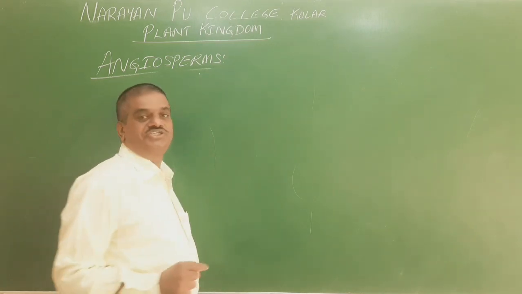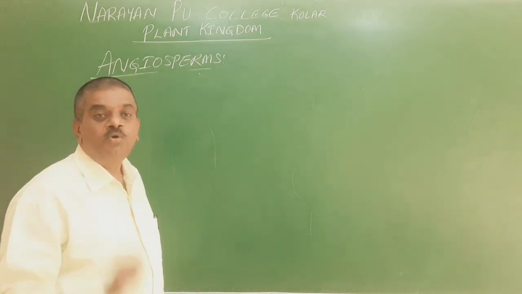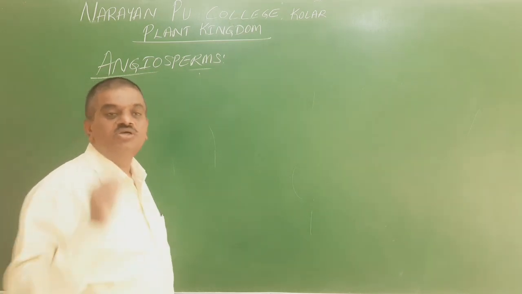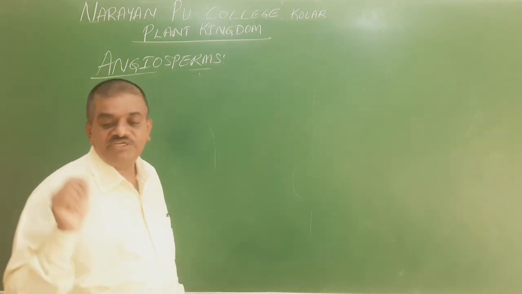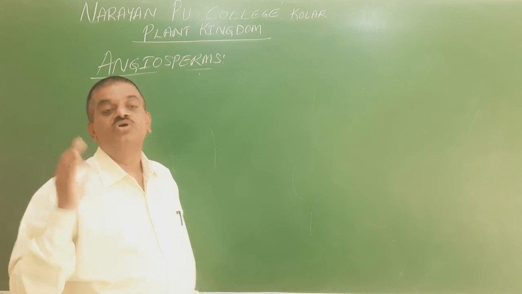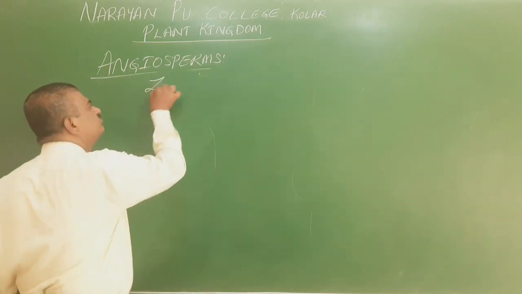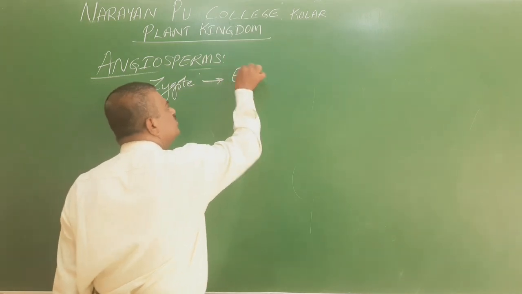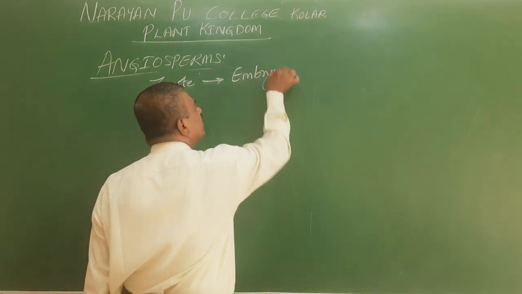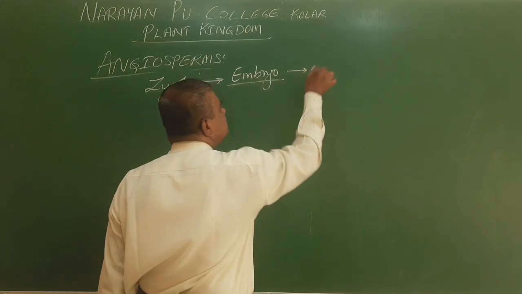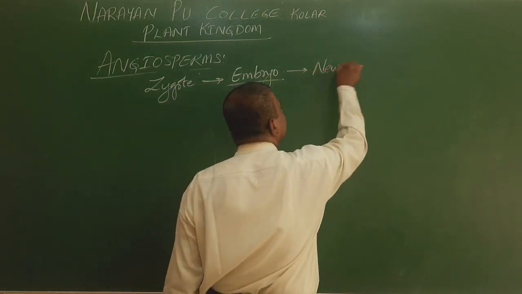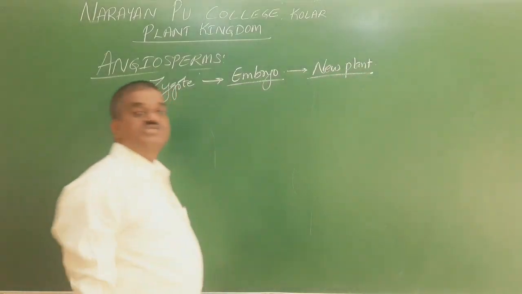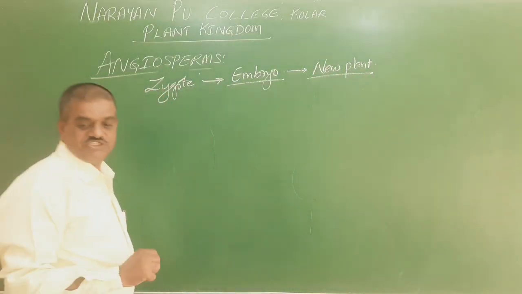After fertilization, it undergoes post-fertilization changes. The zygote undergoes repeated divisions to give rise to the embryo, and this embryo further gives rise to a new plant. So this is one of the post-fertilization changes.